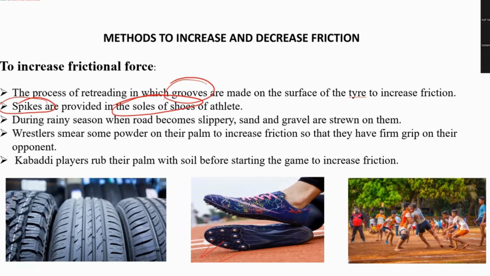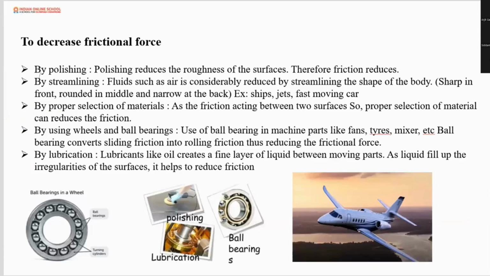And you have seen wrestlers, right? They apply some kind of powder in their hands before wrestling so that they can get a proper grip on the other person, right? During wrestling. And also during kabaddi, we do that. We take soil and apply it to the body also so that we can get a proper grip on the other person, because it helps us increase the friction. Now, this is the way to increase the friction, that is making the surface rough.